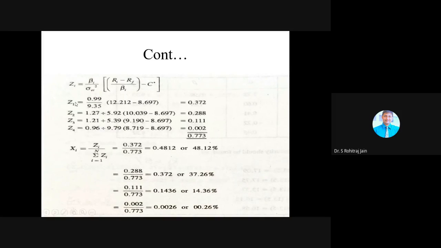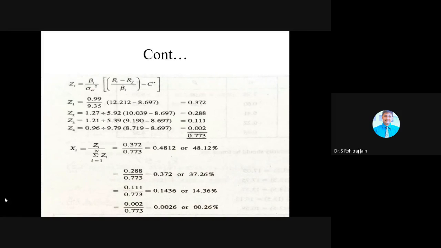Similarly, Z2 is equal to 1.27 directly divided by 5.92, into 10. I calculate for Z1, Z2, Z3, and Z4, that is 4 stocks. When I summate this, I get 0.773, that is the summation of Z1, Z2, Z3, and Z4. Now, I'll apply these values to calculate the proportion of funds that has to be invested in each stock. So how do I calculate the proportion of funds? Xi is equal to Zi divided by summation of i equal to 1 Zi.